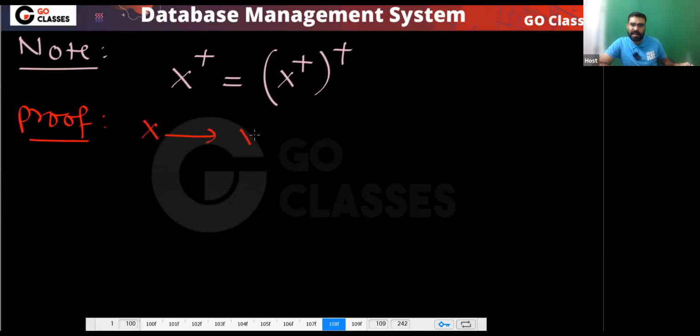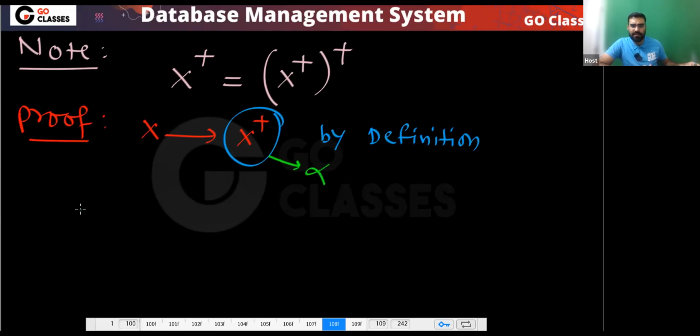Can I say x can determine x plus? Yes or no? This is by definition. Okay, x can determine x plus. Now you can think about this as alpha. So if x can determine alpha, then what can I write? I can write x closure is equal to x alpha closure, right?